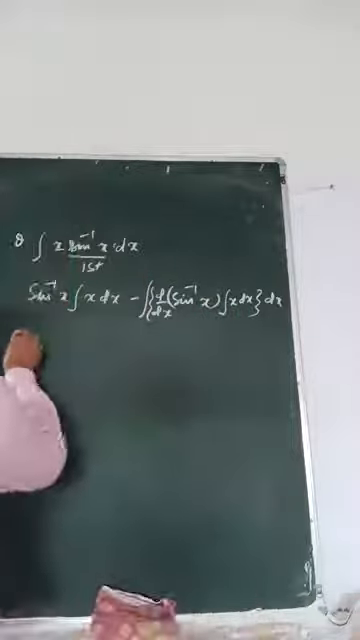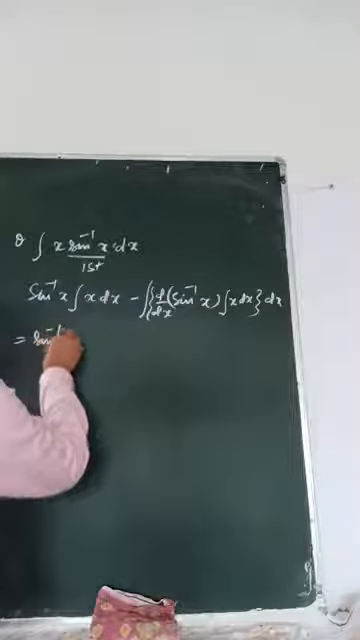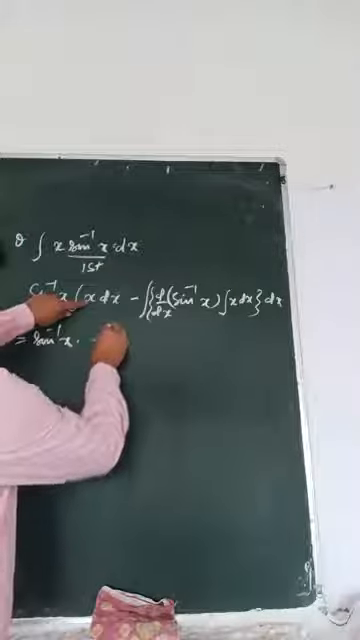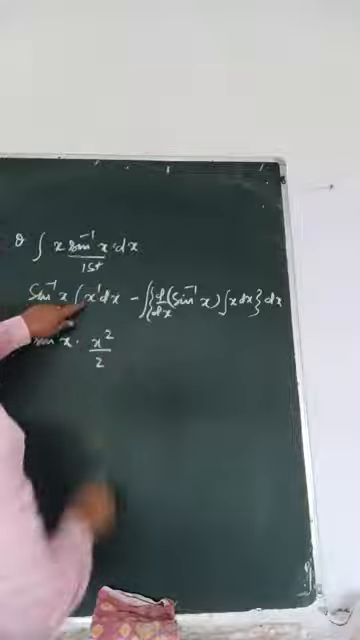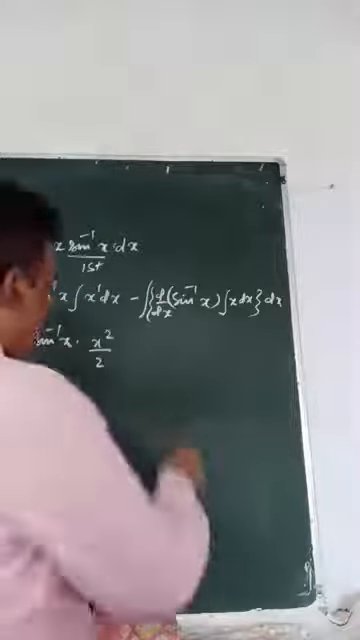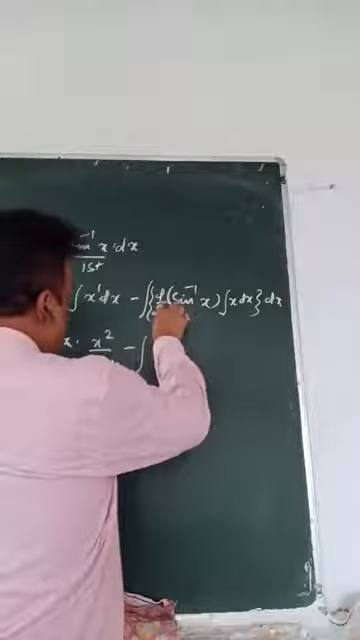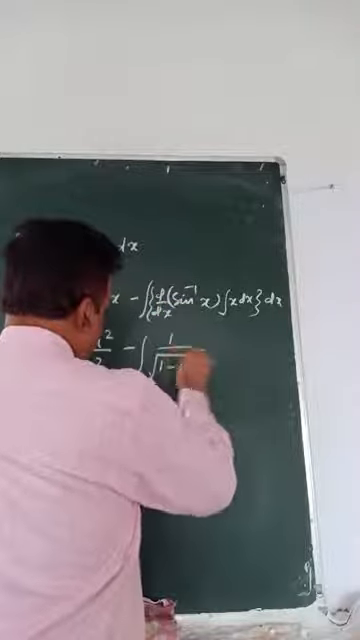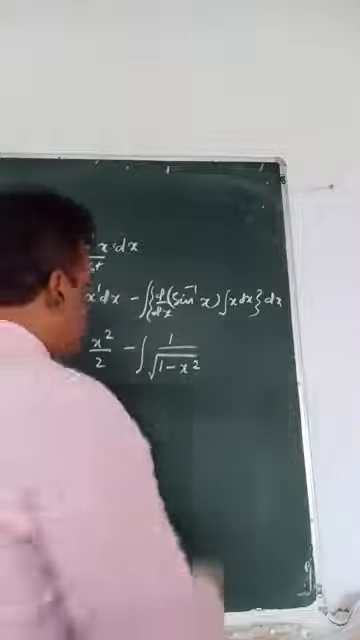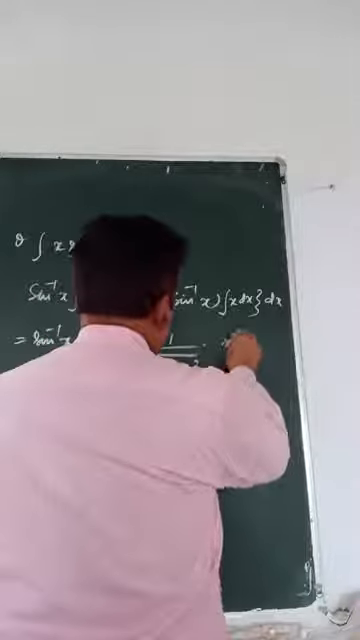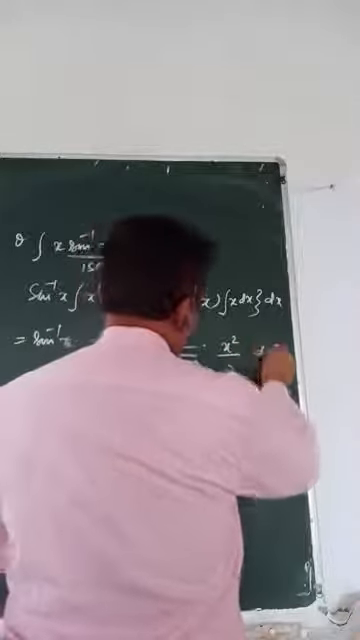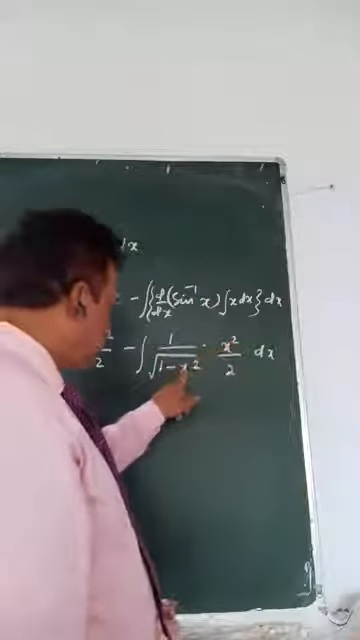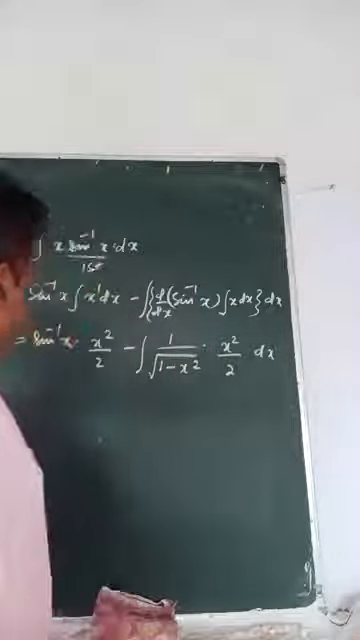So that is sine inverse x, integration of x is x square by 2 because power is 1, nth formula, minus derivative of sine inverse x, 1 by root of 1 minus x square, into x square by 2. So here is the complication because the degree of numerator is now more than the denominator. So what simplification can you make?